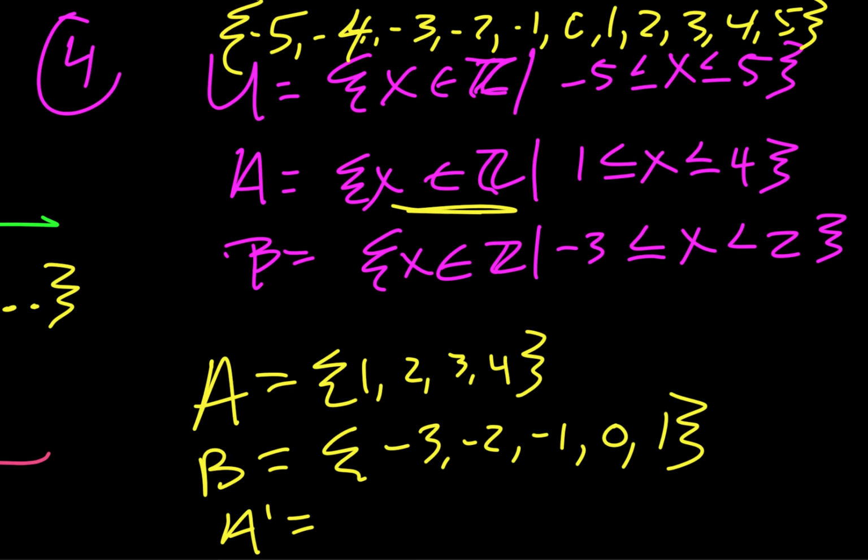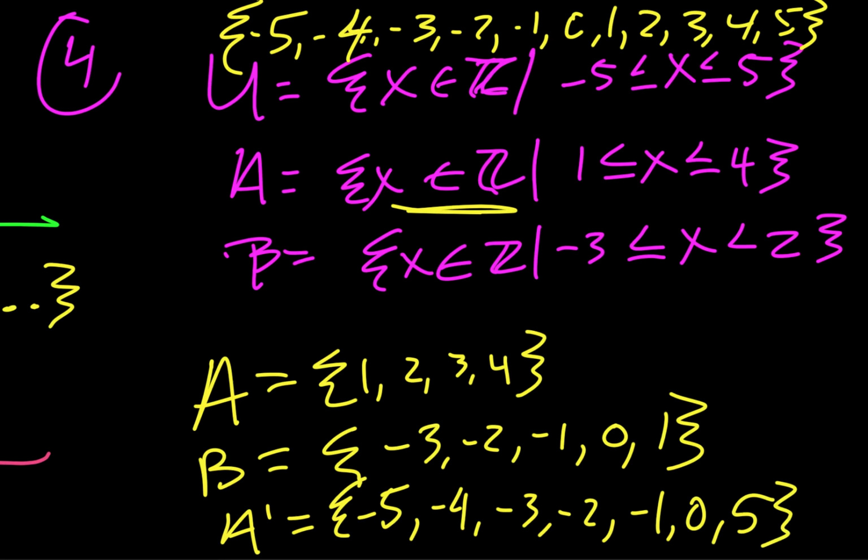Now complement of A. So A is everything except for 1, 2, 3, 4. So we're just going to start listing the elements of U until we get to the elements of A. Now I would write 1, 2, 3, 4, but they're in A, so we don't want those. But then we got to include 5 as well.